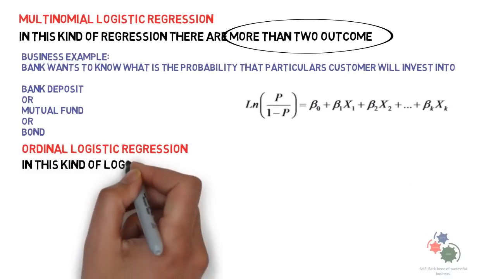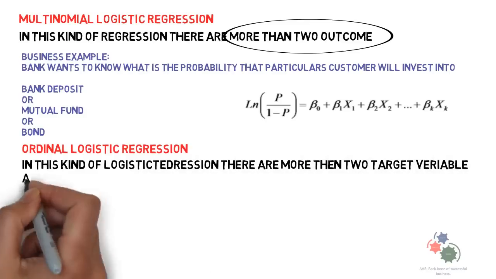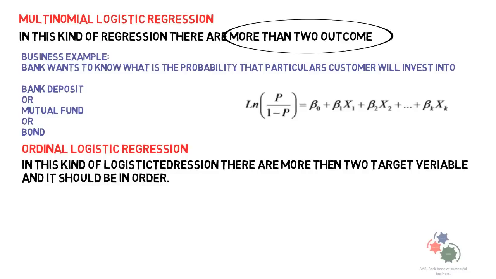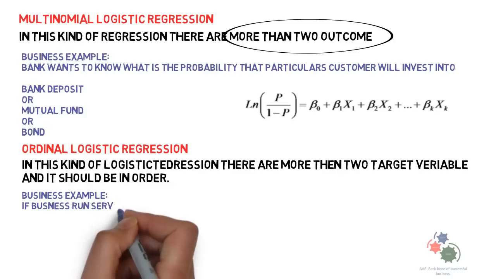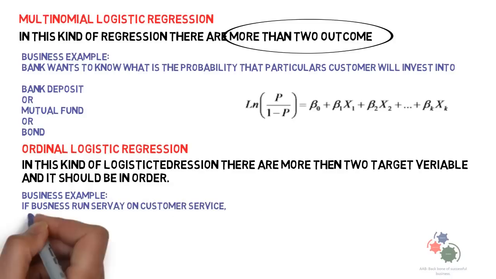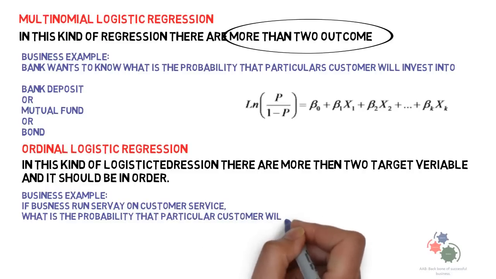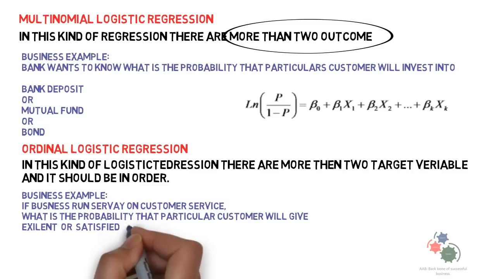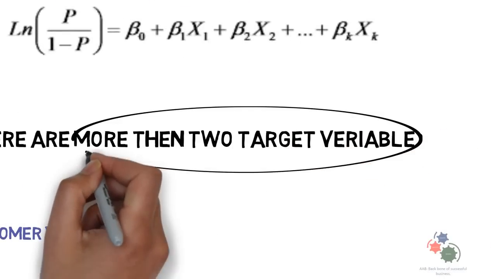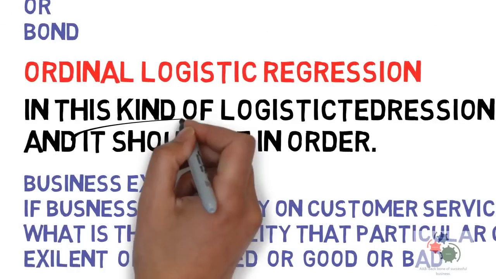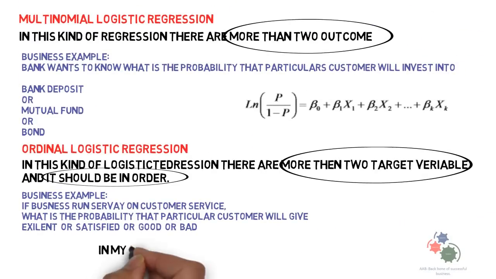Ordinal logistic regression. In this kind of logistic regression, there are more than two target categories and they should be in order. Business example: if a business ran a survey on customer service, what is the probability that a particular customer will give excellent or satisfied or good or bad feedback? In my upcoming video, I'll explain both techniques in detail.